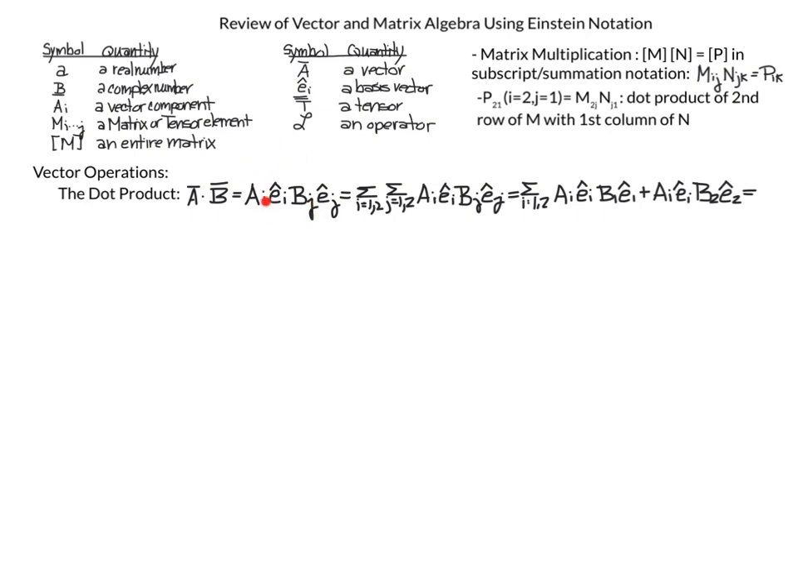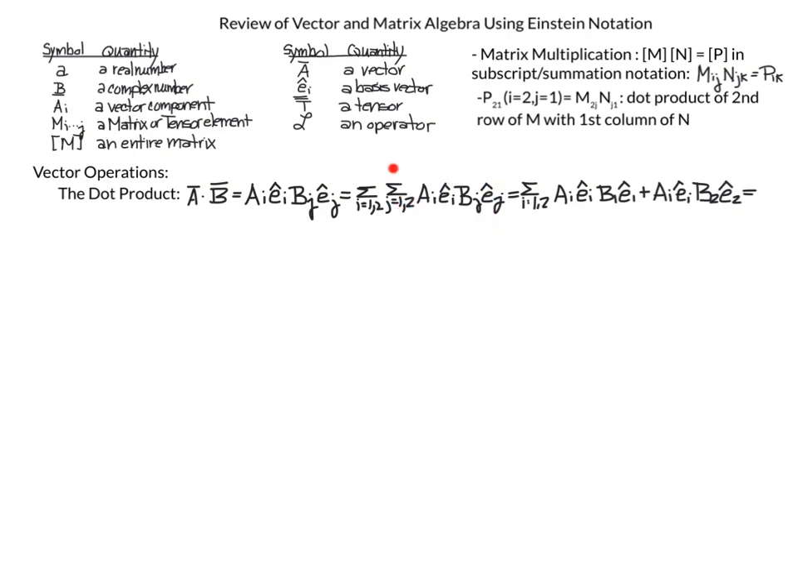So we'll also have A1 with B2. But that's fixed by these basis vectors here. So let's just take a closer look at this. We'll write it out as the two summations. We have the i summation and the j summation. So we have A sub i e sub i and B sub j e sub j.